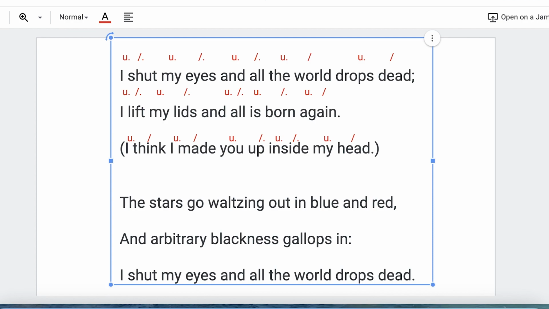Like on a line like this, I'll say the stars go waltzing out in blue, waltzing, the guards go waltzing out. I'll give out a stress too, out in blue and red. So this is another regular line, because if I look at the ones I didn't stress, I got unstressed, stress, unstressed, stress, unstressed, stress, unstressed, stress, unstressed, stress. So this is very regular.